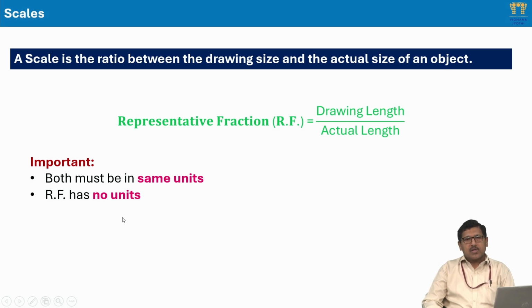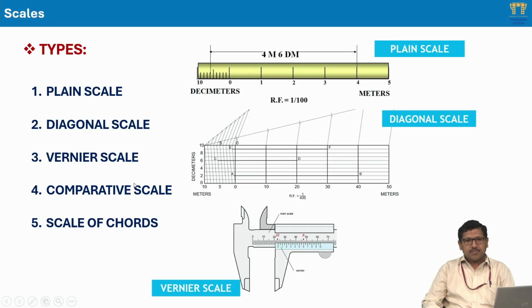So what are the important points that we should remember here? Both numerator and denominator in this ratio must be in the same units. You can't have the numerator in centimeters and the denominator in meters. That way it will not work. So once we follow this, both must be in the same units, it automatically means that RF has got no units.